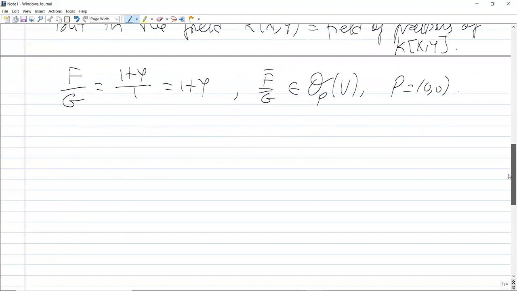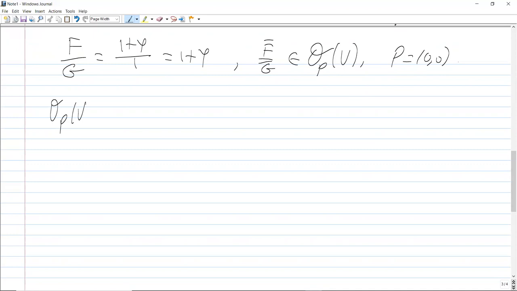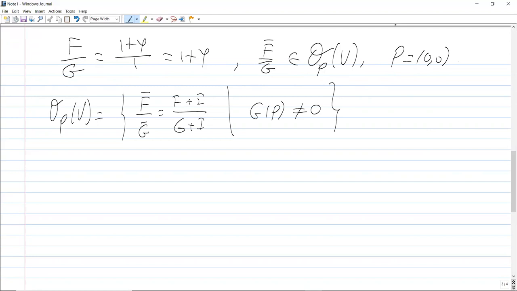So more precisely, this O_P(V) consists of the f over g's, namely f plus I over g plus I, such that g of P is not 0 on V. G of P is not 0.